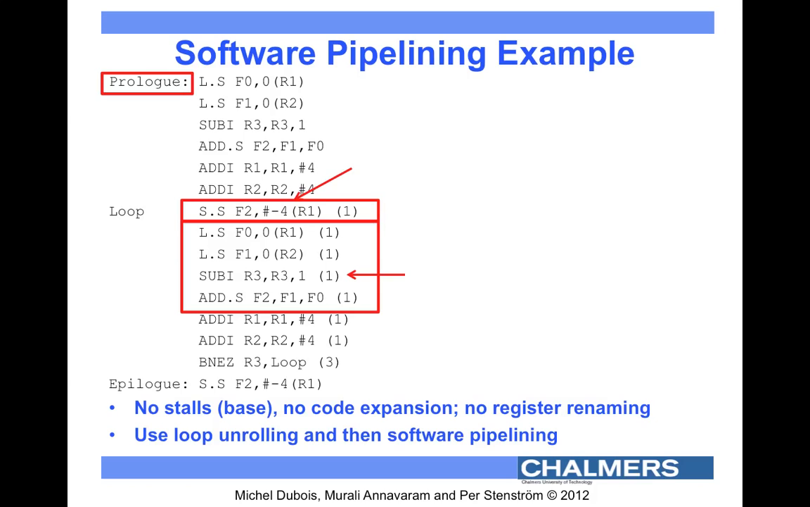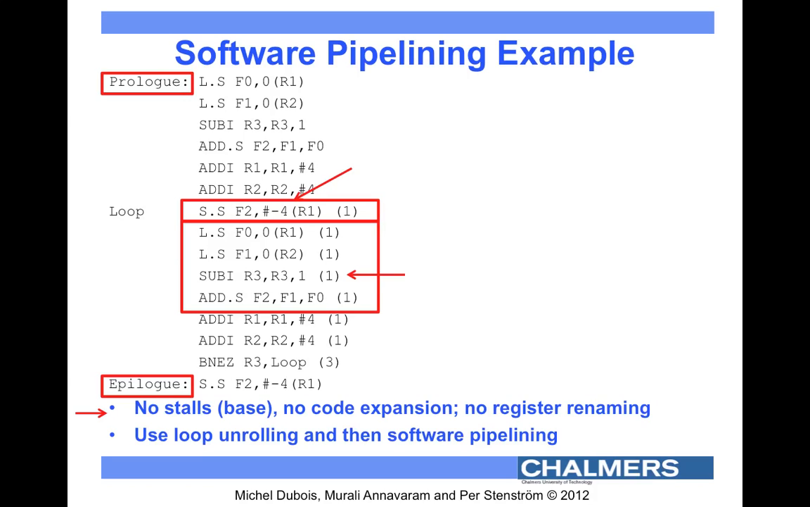And concerning the epilogue, when we drain the pipeline, we will have to add the store for the last software pipeline iteration. Bottom line is that there will be no stores, and in contrast to loop unrolling, there will be no code expansion, and also, unlike loop unrolling, no register renaming.